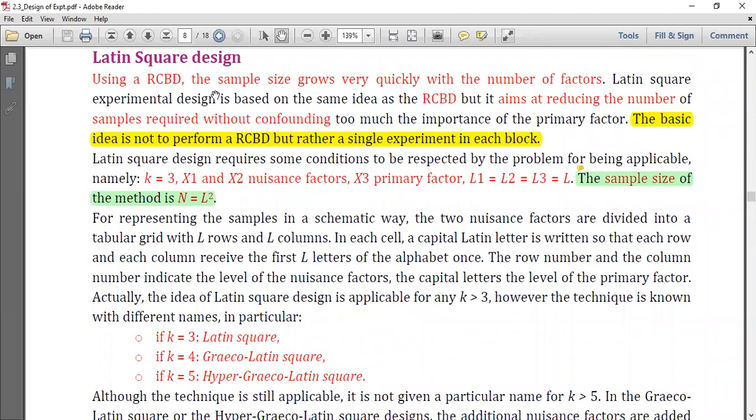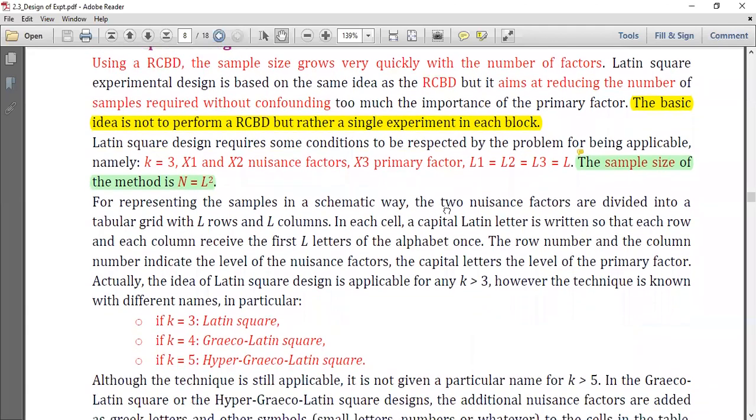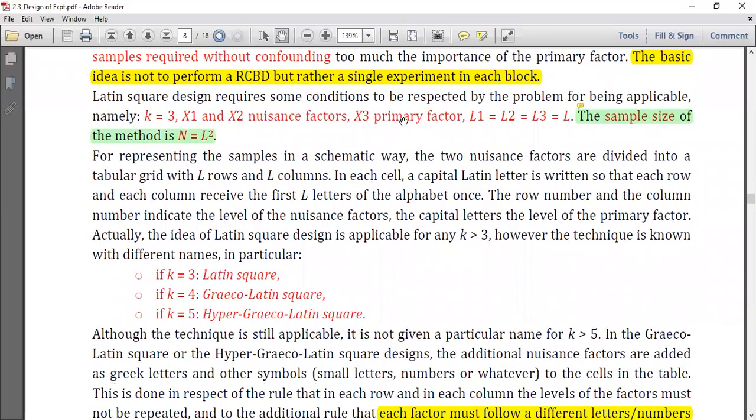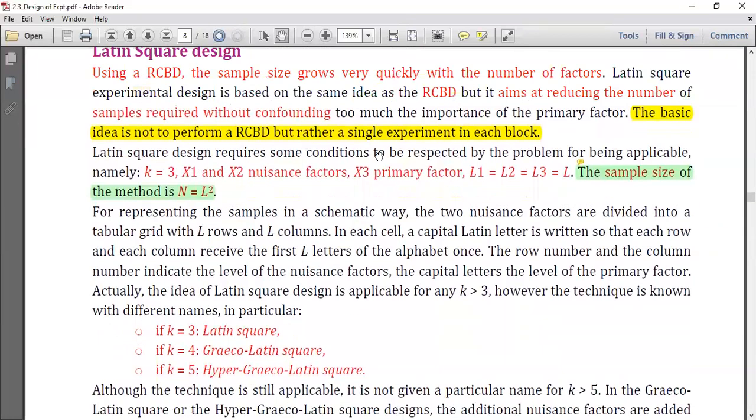Now, this is a type of RCBD, that is randomized control block design only, but it has a special feature. In this particular design of experiment, we try to reduce the number of experiments. The sample required will be reduced. Each experiment is considered as one block, and the minimum number of factors here is 3. You cannot have 2 factors for LSD, the minimum is 3. It's a special type of design, as I have told you earlier.